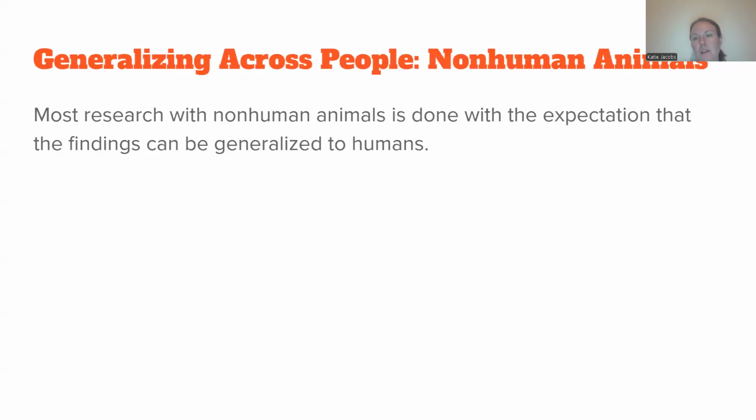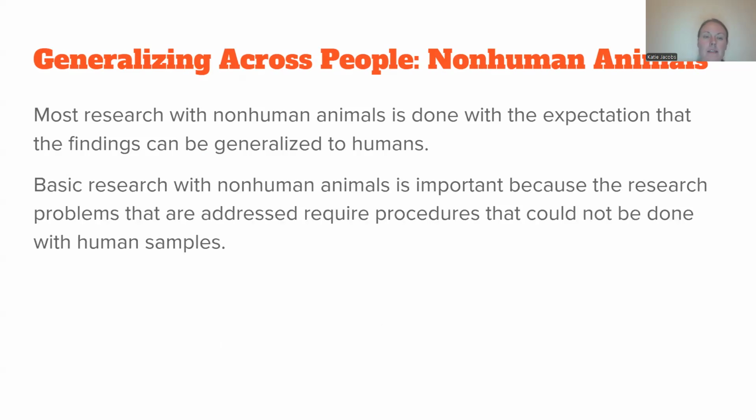So their research is also done with non-human animals. A lot of times when they do this type of research, they expect it to be able to be generalized back to humans, but this is not always the case. Basic research with non-human animals is important because the research problems that are addressed require procedures that could not be done with human samples. There's also their own IRB type organization with federally funded universities or state funded universities. At the University of Central Missouri, it's called IACUC.